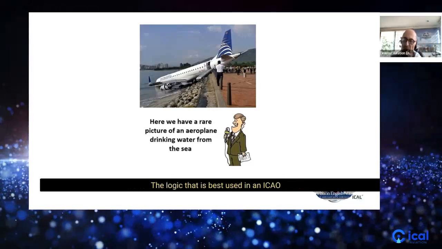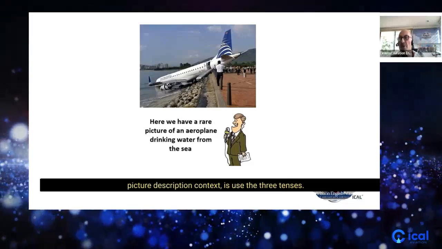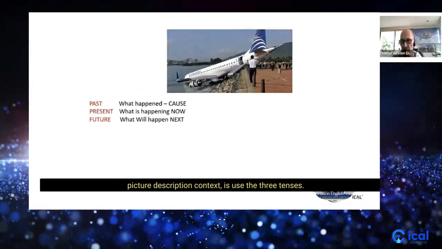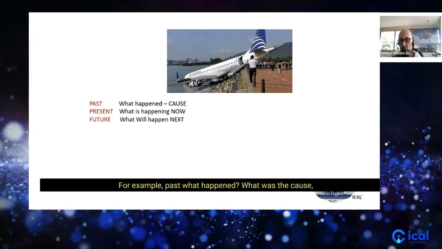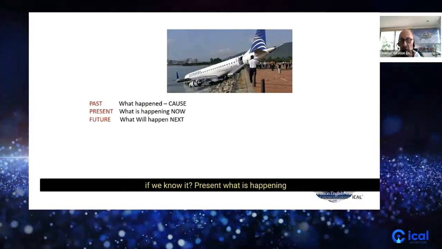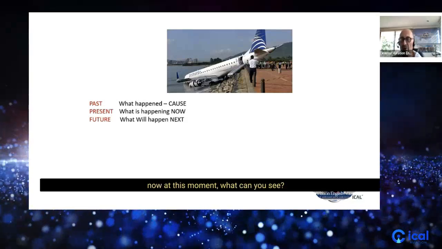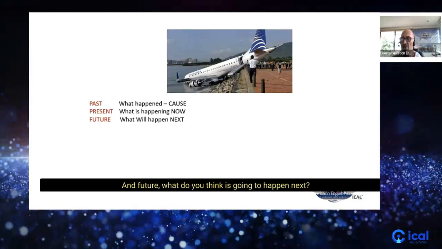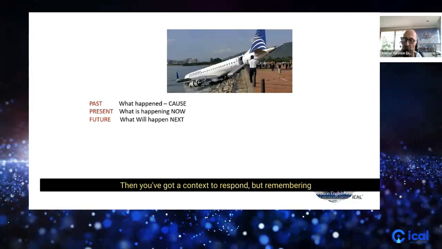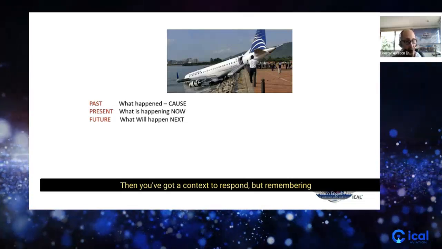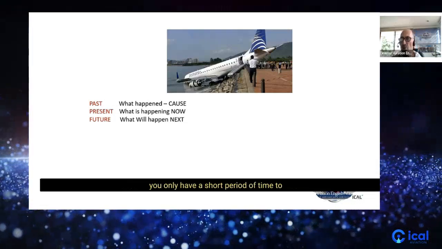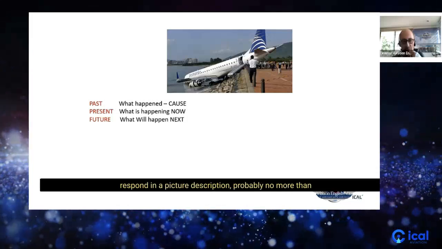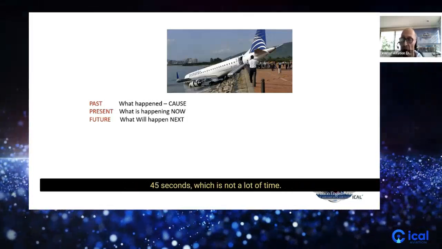The logic that is best used in an ICAO picture description context is to use the three tenses. For example, past: what happened? What was the cause, if we know it? Present: what is happening now, at this moment? What can you see? And future: what do you think is going to happen next? Then you've got a context to respond. But remember, you only have a short period of time to respond in a picture description, probably no more than 45 seconds, which is not a lot of time.